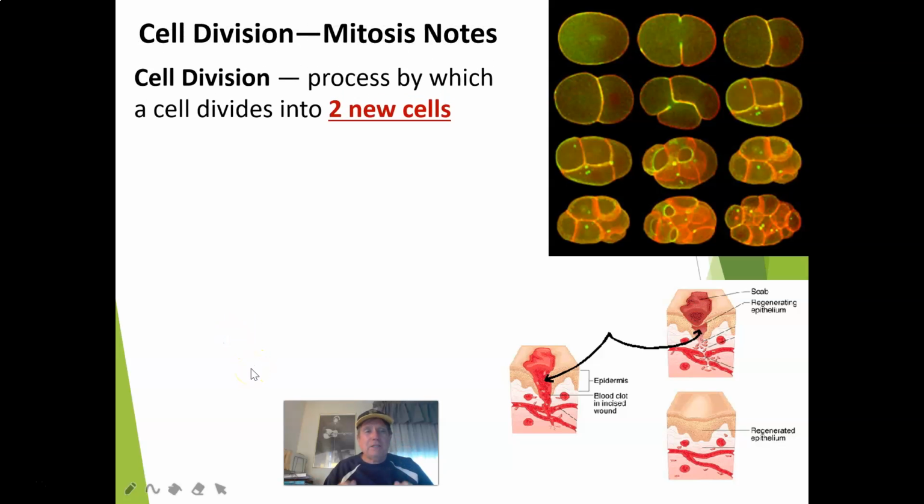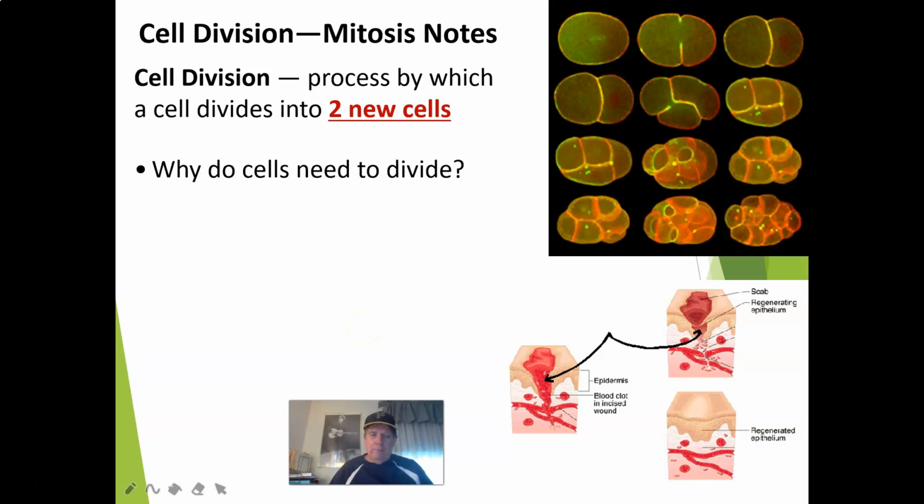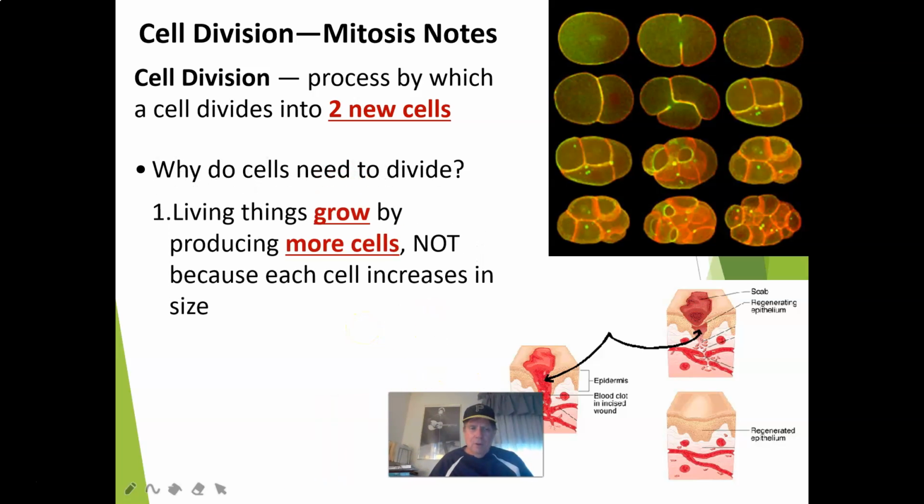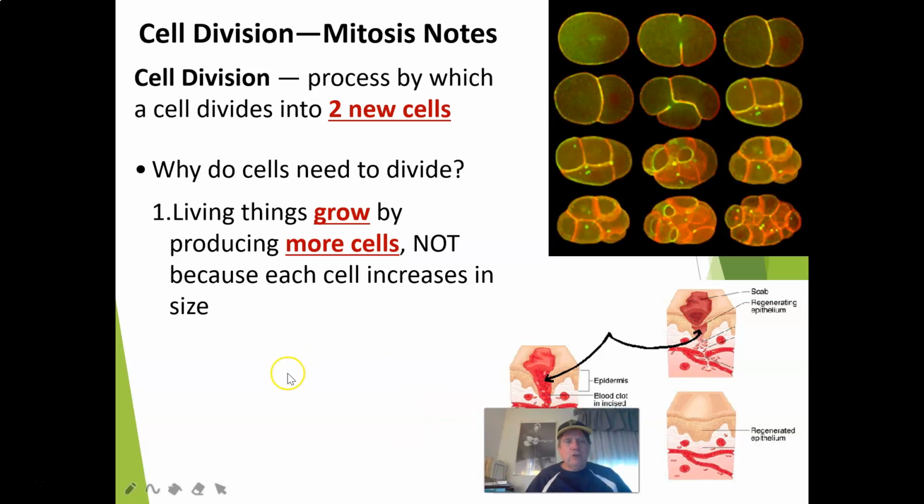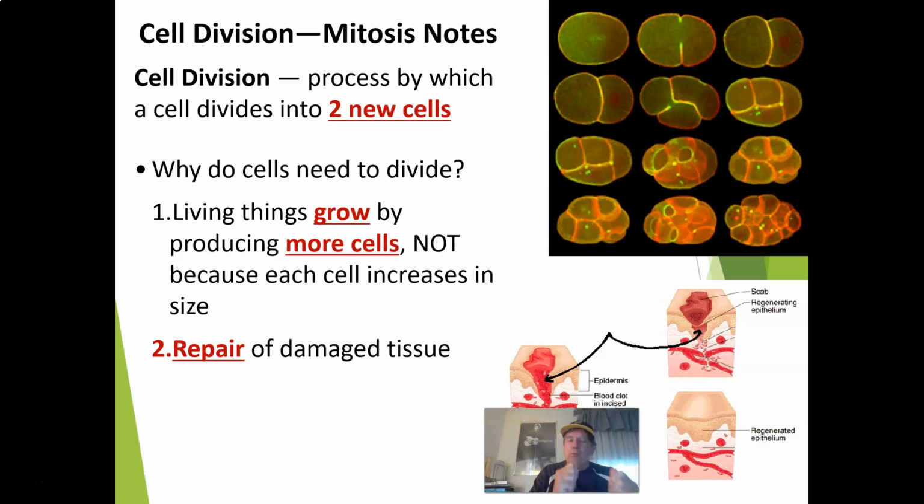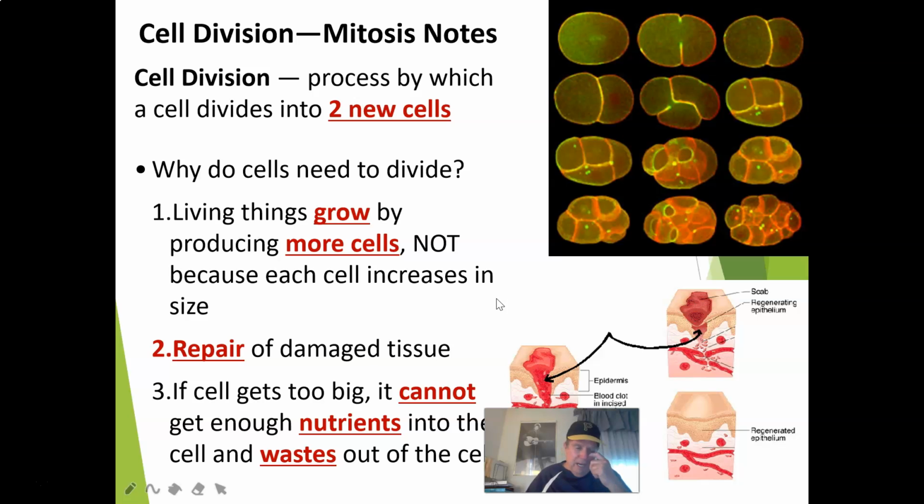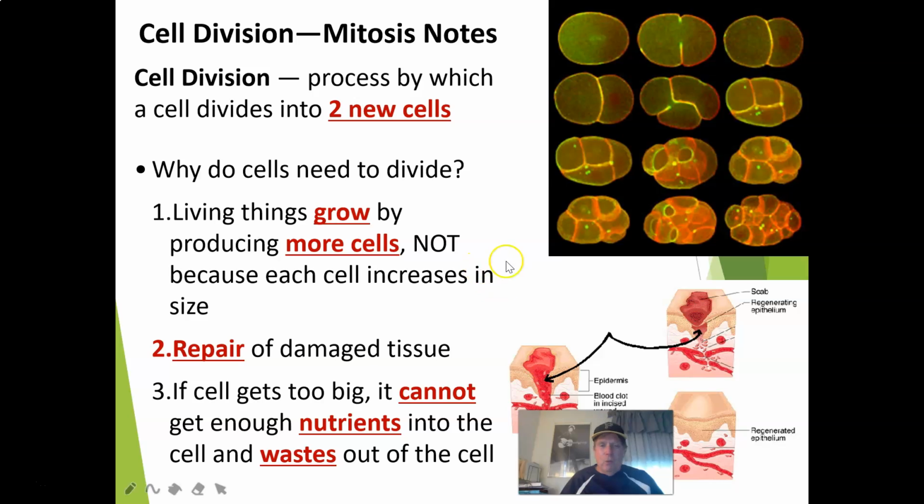Cell division is a process by which a cell divides into two new cells. So why do cells need to divide? Number one, living things grow by producing more cells, not because each cell increases in size. We learned that from chapter 10.1. Why do cells need to divide? Well, for the repair of damaged tissue. And besides, if a cell gets too big, it cannot get enough nutrients into the cell and waste out of the cell.